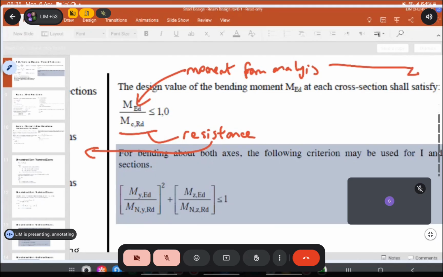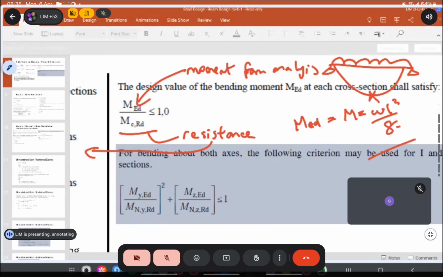If your beam is simply supported and it has a UDL, then your moment in the middle of the beam is WL squared over 8. So that is your MED. It's your moment from the beam.